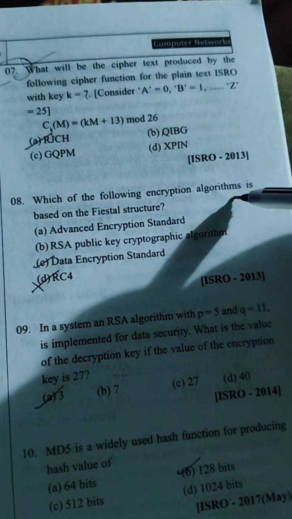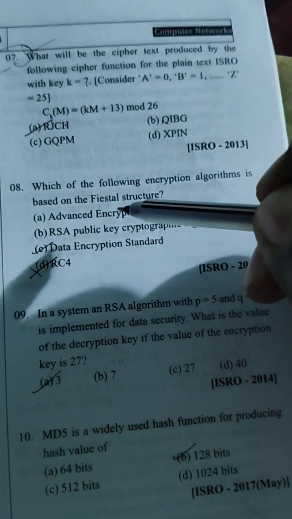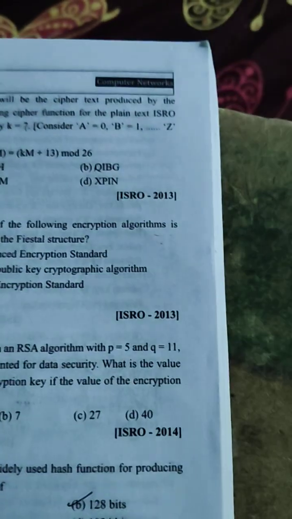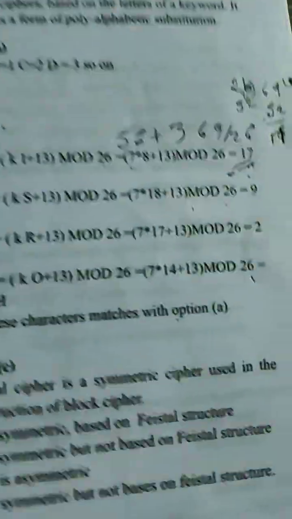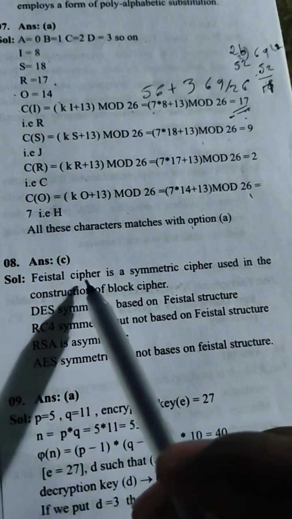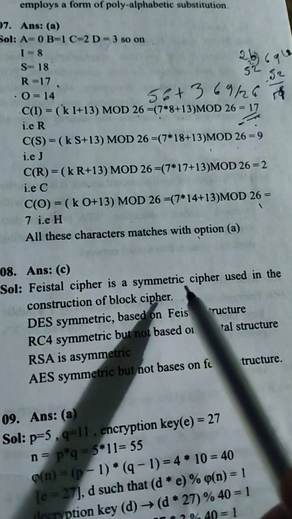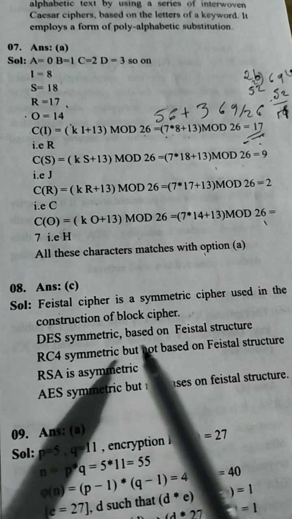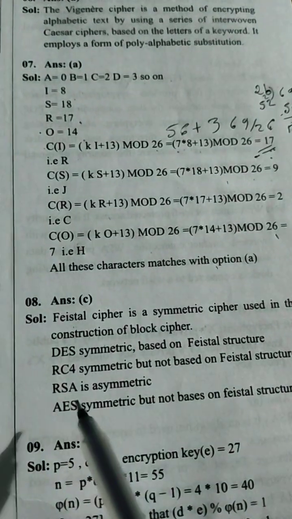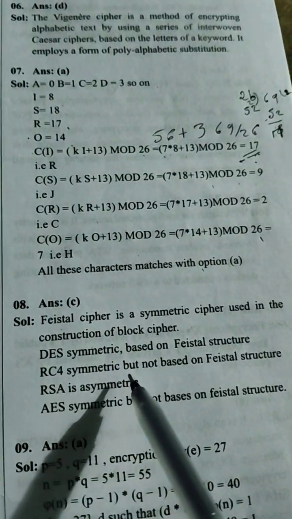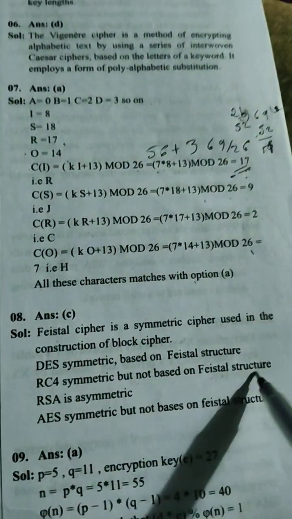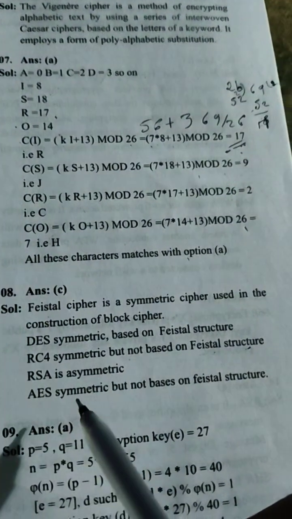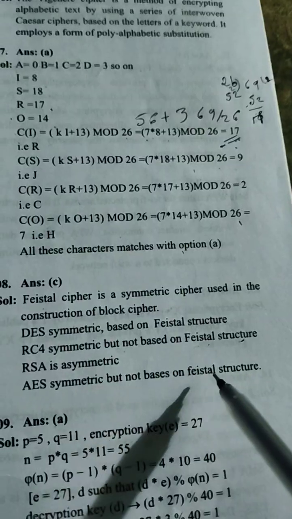Which of the following encryption algorithms is based on the Feistel structure? Data Encryption Standard. Feistel cipher is a symmetric cipher used in the construction of block ciphers. DES is symmetric and based on a Feistel structure. RC4 is symmetric but not based on a Feistel structure. RSA is asymmetric. AES is symmetric but not based on a Feistel structure.